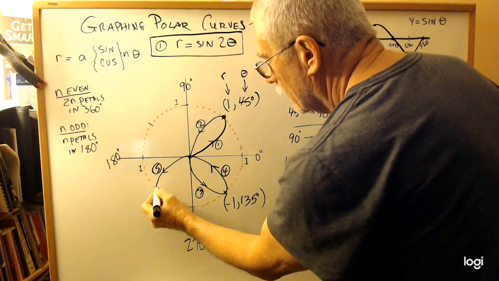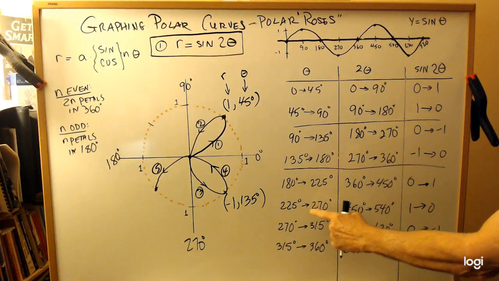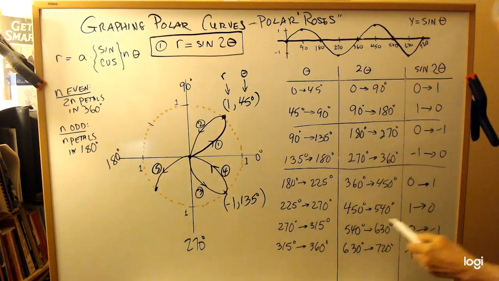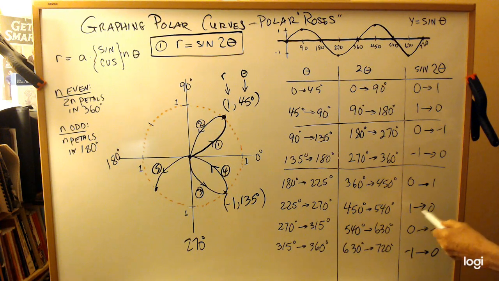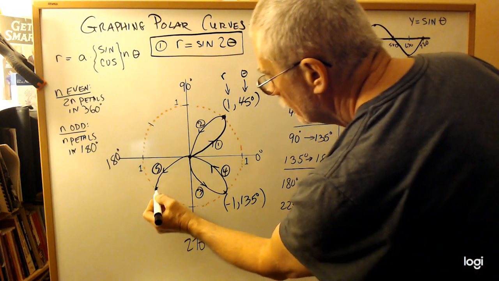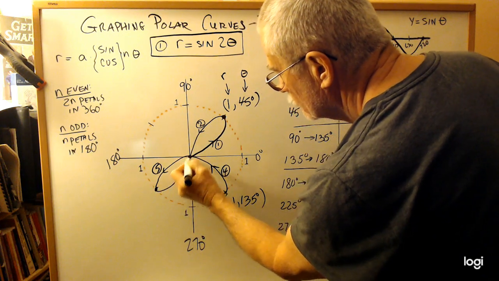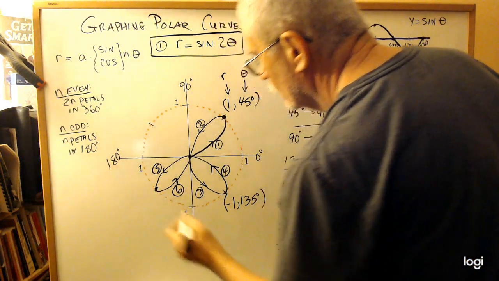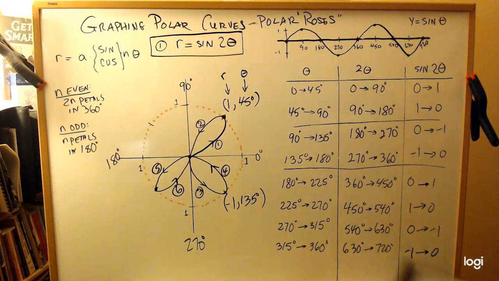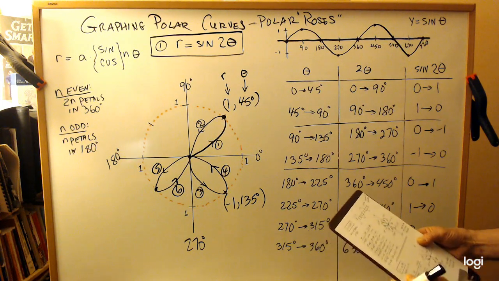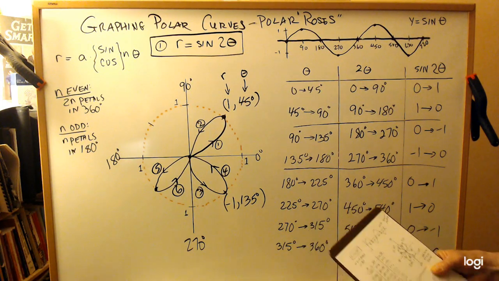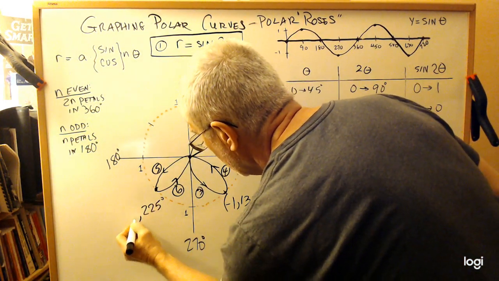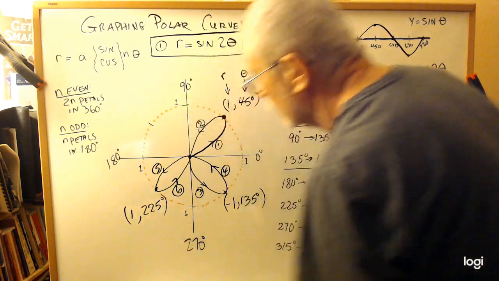And then the sixth leg of our journey, we're going from 225 to 270. And again, we're in positive values. So r, which is sine of 2 theta, is going from 1, but it's shrinking down to 0. So this is the sixth leg of our journey. And again, let's indicate here what that point would be. And that would be 225 degrees, and the r's were positive in that interval.